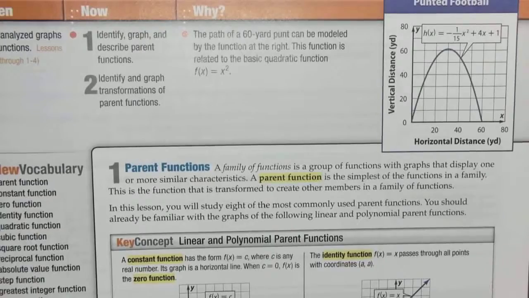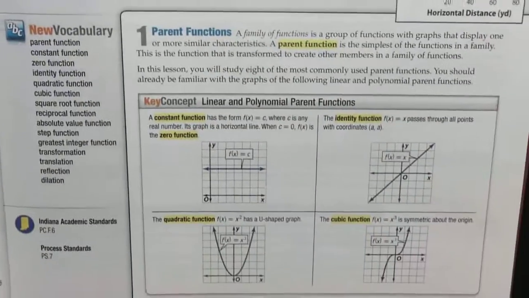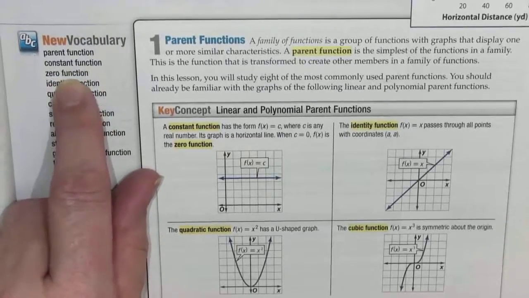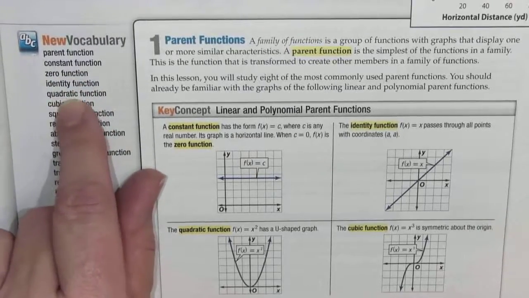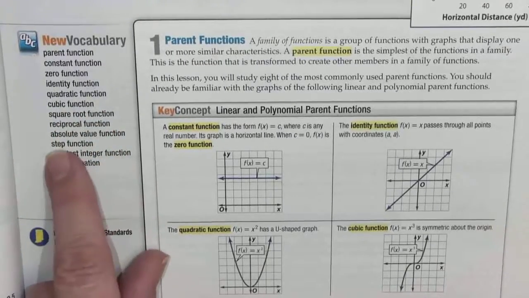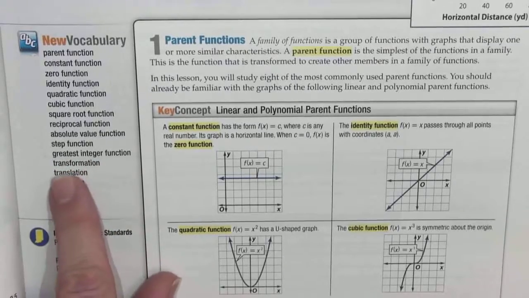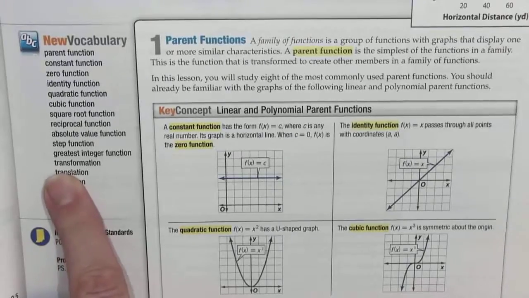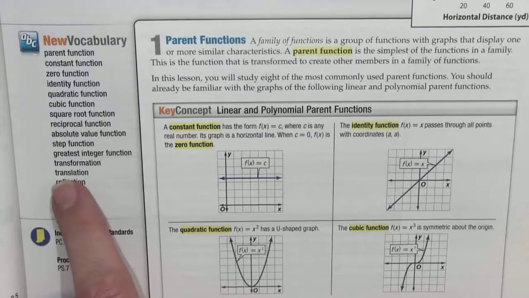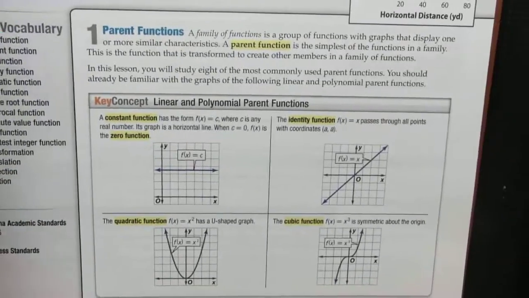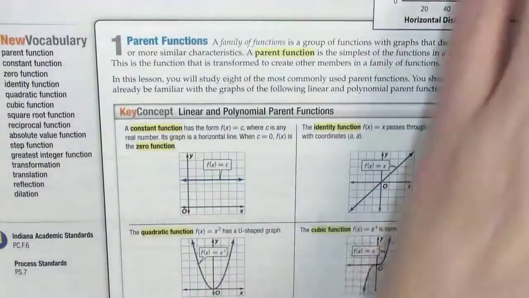Okay, we have a lot of vocabulary, and it says new, but it's technically not. We have parent functions, constant functions, zero function, identity, quadratic, cubic, square root functions, reciprocal functions, absolute values, step, greatest integer. Those are all types of functions here that I would need you to be able to identify what type it is. Then we're going to talk about transformations, which you have done before. Translations, reflections, dilations. Okay, all stuff that is going to be so much fun.